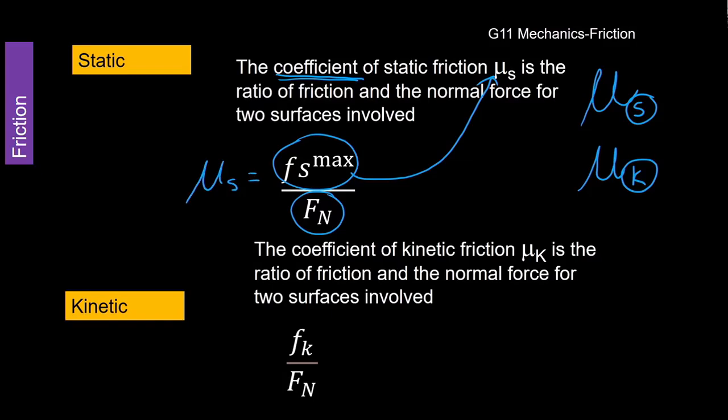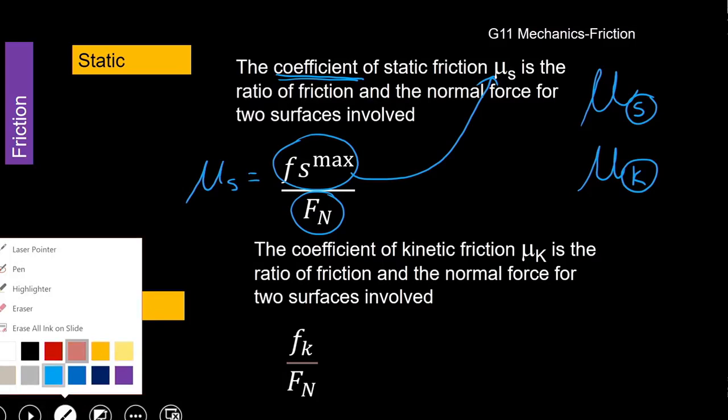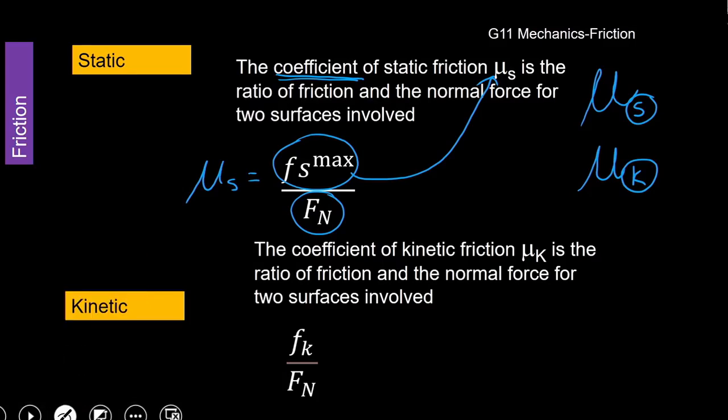We can rewrite this equation, and I'm going to do that in a different color so we can see it. And we can rewrite it as: the maximum static friction equals mu S, or the coefficient of static friction, times the normal force. Okay, so there's that equation that we're going to use.